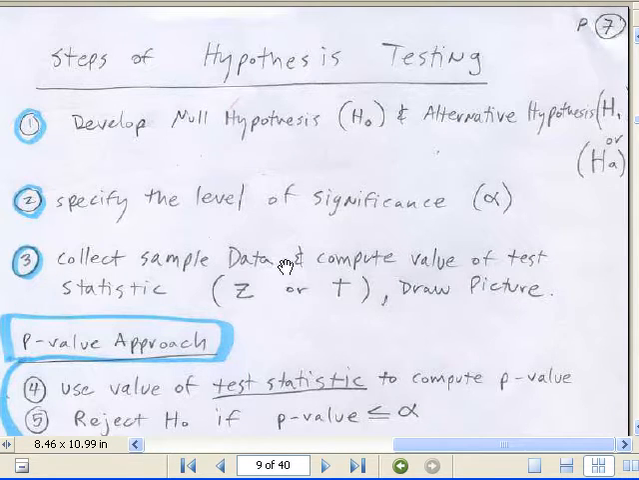Third, then we collect sample data and compute the value of the test statistic, either z or t. If we're testing a population mean and we know the standard deviation of the population, we use z. If we're doing proportions, we use z. If we're testing a mean, but we don't know the population standard deviation, we use t. Step 3, I always like to draw a picture too.